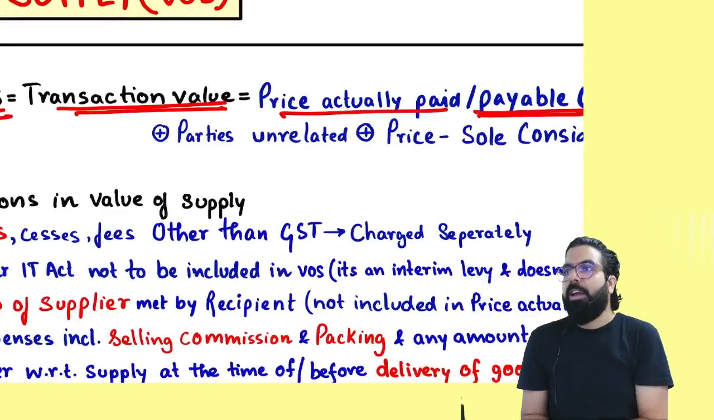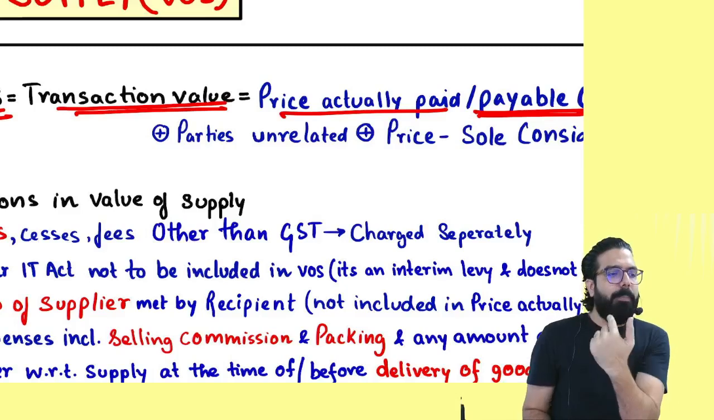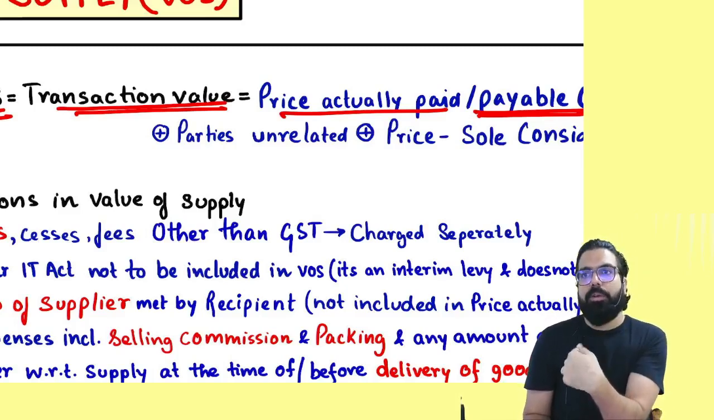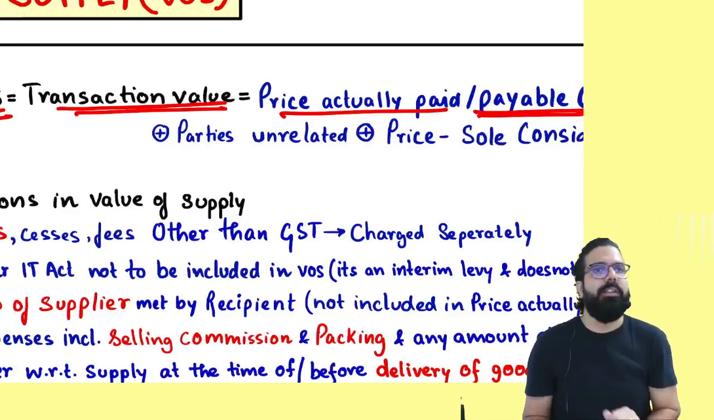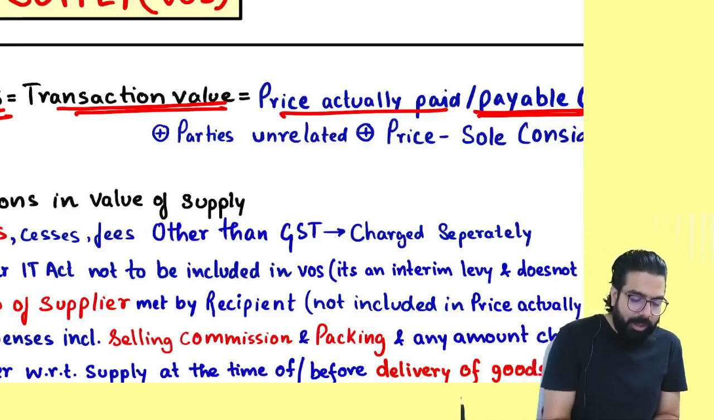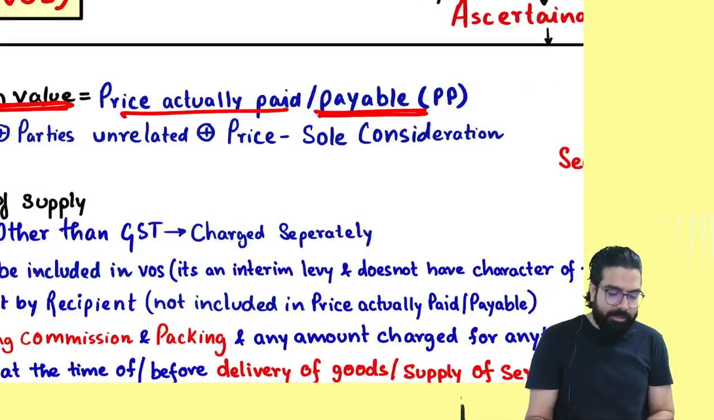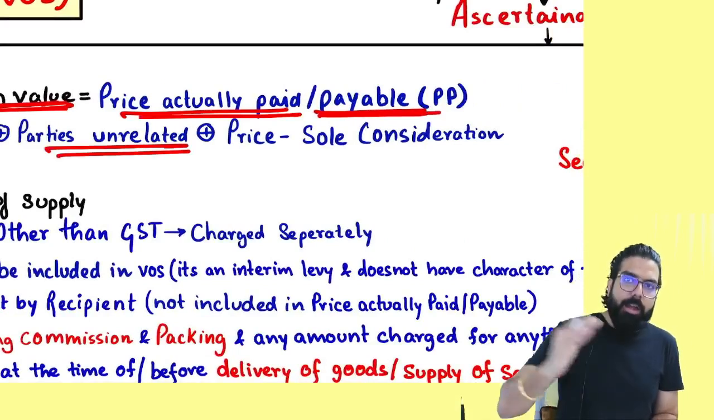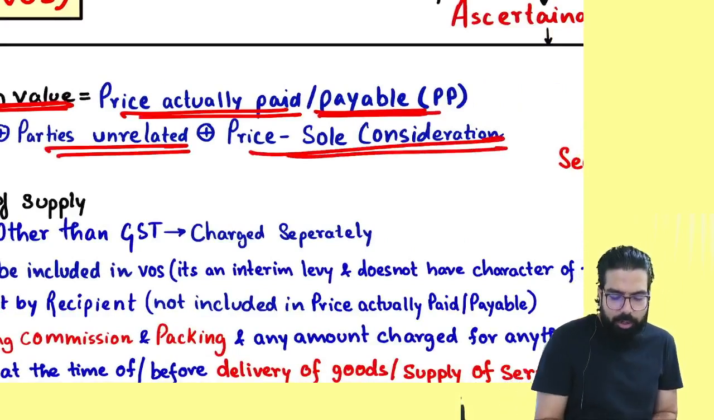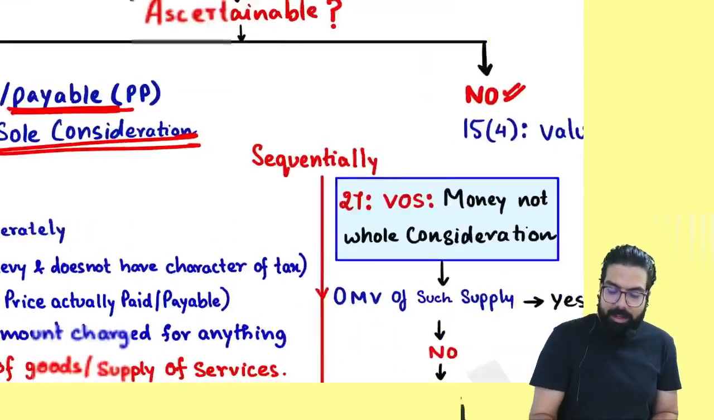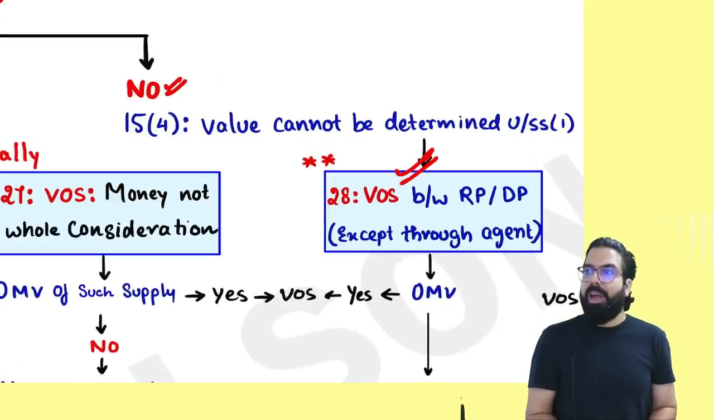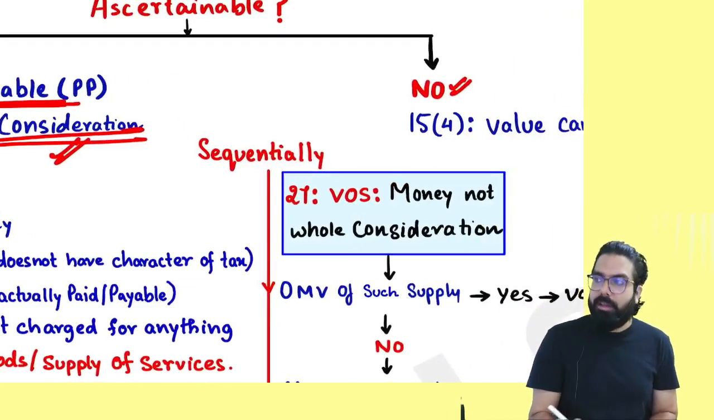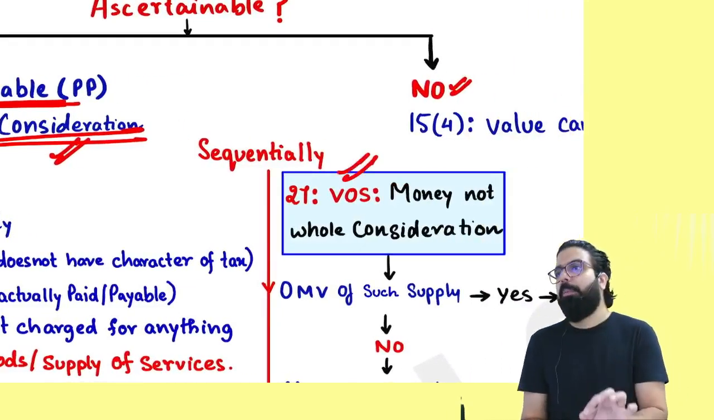You came for the class, you went ahead and paid me 10,000. What is the price paid by you? 10,000. What is the transaction value? 10,000, and on 10,000 I will charge you GST. So value of supply is always the transaction value, the price actually paid or payable when the parties are unrelated and price is the sole consideration. Because if parties are related, you have to apply valuation rule. And if price is not the sole consideration, then you have to apply valuation rule number 27.